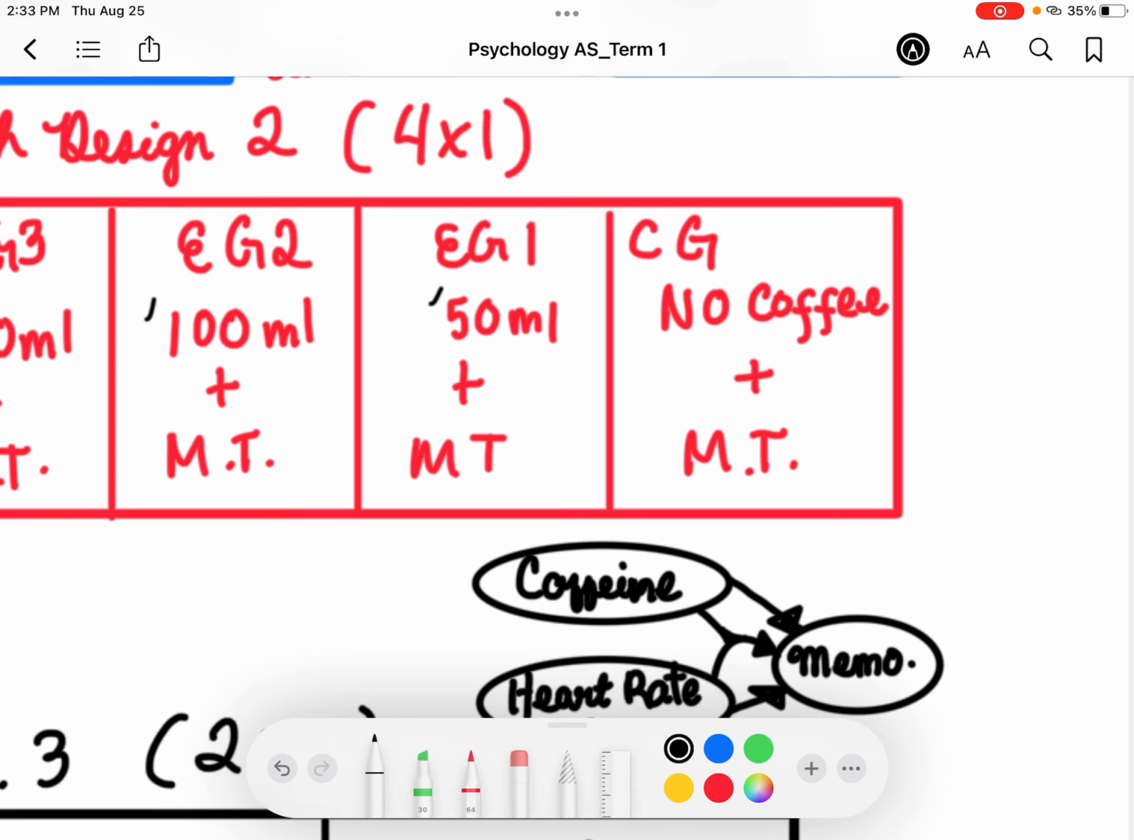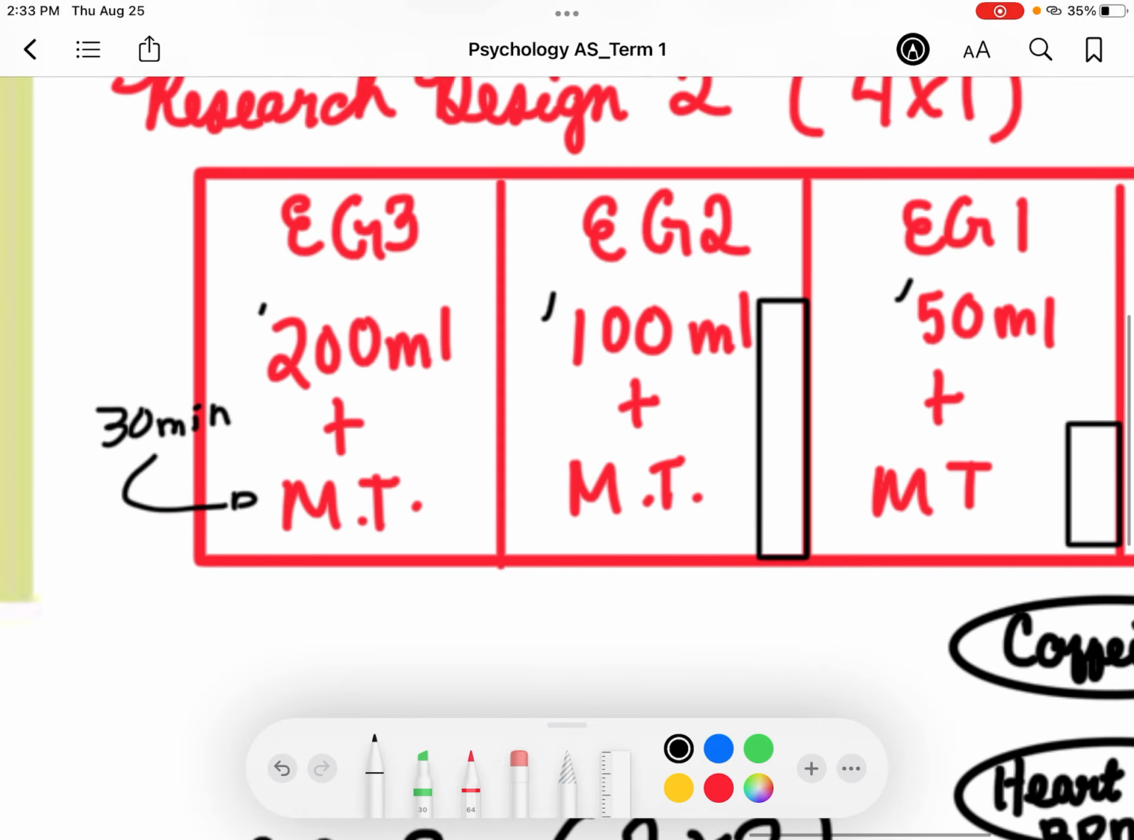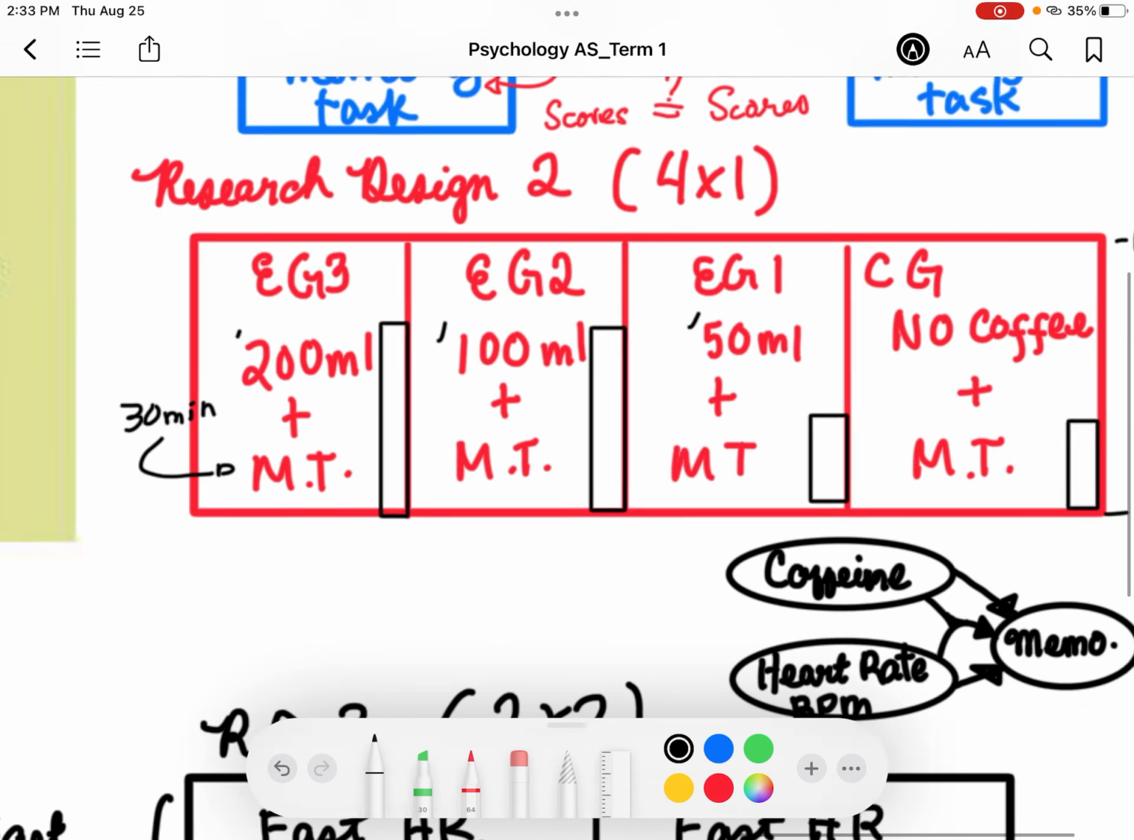Okay, and then you get the score. So for example, let's say this is 100%, right? And then this is 0. So for the no coffee, they got about this much. All right. For the 50 ml drinkers, not so high, not so different. All right. For the 100 ml, there's a significant increase in our remembering items or numbers in the memory task, and about the same for experimental group number 3.